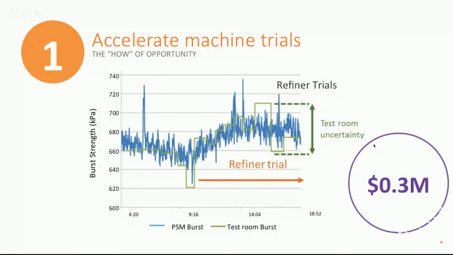So typically on a paper machine throughout a year, I would say that you could well save about a third of a million, 0.3 of a million a year by accelerating, compressing the trials that you run on the paper machine. And that's not looking at how the effectiveness of the trial ultimately brings profitability to the paper machine.